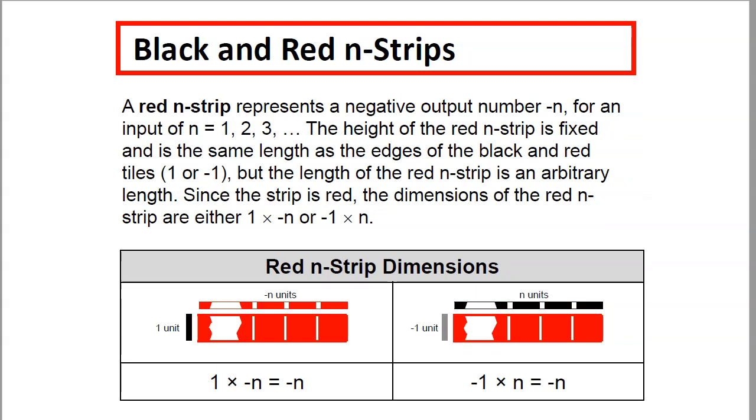A red end strip represents a negative output number, so -n for an input of n is 1, 2, 3, etc. The height of the red end strip is fixed and it's the same length as the edges of the black and red tiles, 1 or -1, but the length is an arbitrary length, just like the black strip, but negative. Since the strip is red, the dimensions of the red end strip are either 1 times -n or -1 times n, as illustrated in the diagrams.